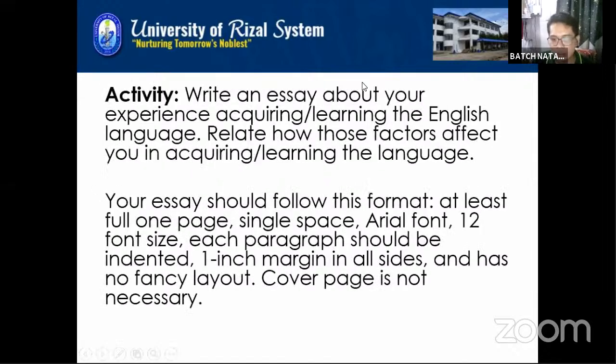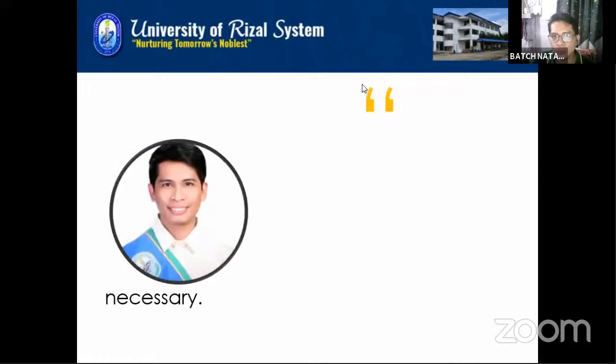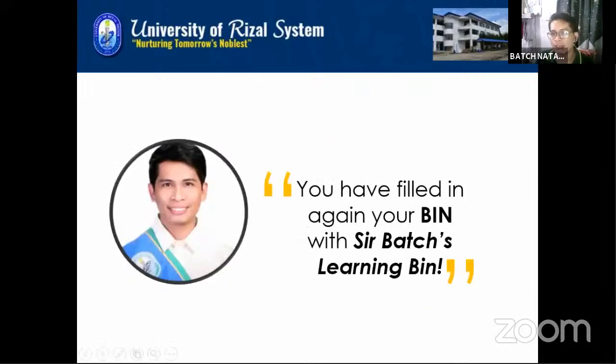Okay, so that's it for today. Those are the different factors that are affecting our language acquisition, and also of course with inclusion of language learning.